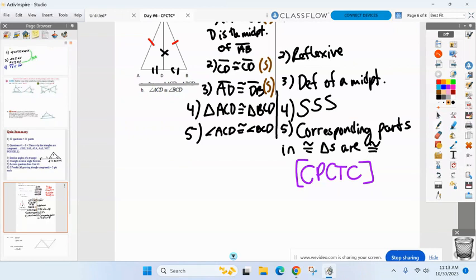Questions? But again, this can only be used after the triangles are congruent. It is not a method either. Oh, all right, let's go.